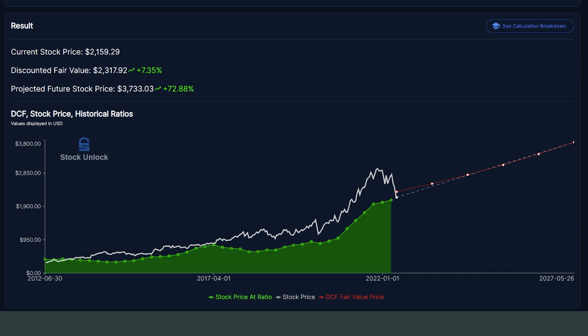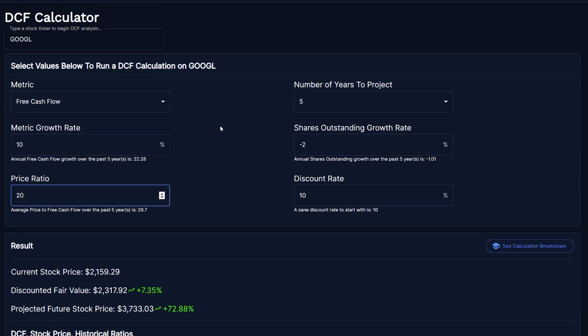So a 20 price to free cash flow, just visually looking at this, tells me once again that this is actually a little bit more of a conservative price ratio for Google. But again, I do like to remain conservative in my own calculations. So that's kind of an example right here of how to use the discounted cash flow calculator.